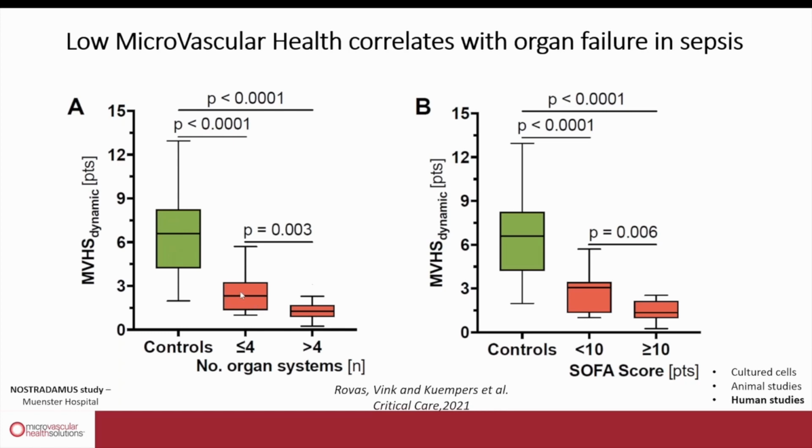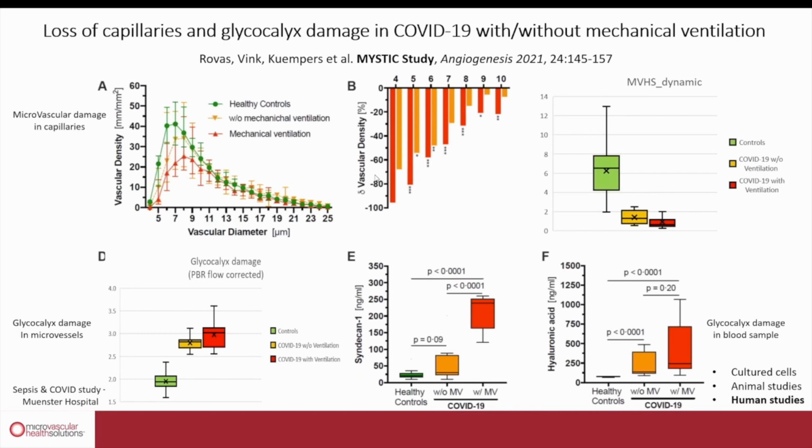And then in the sepsis patients, the scores drop down to 2-ish or less than 1, depending on the level of microvascular damage and organ damage. We see that the ones with the biggest level of microvascular damage are also the ones with the biggest number of organs that start failing. So here, the two subgroups have only few organs failing, less than 4, or more than 4 organs failing. So depending on the level of microvascular damage, you see that more organs start failing in these patients in the ICU.